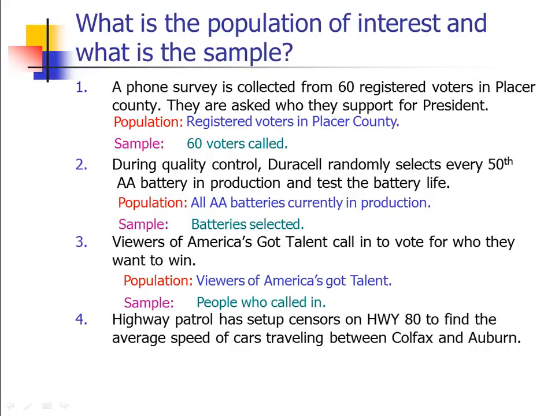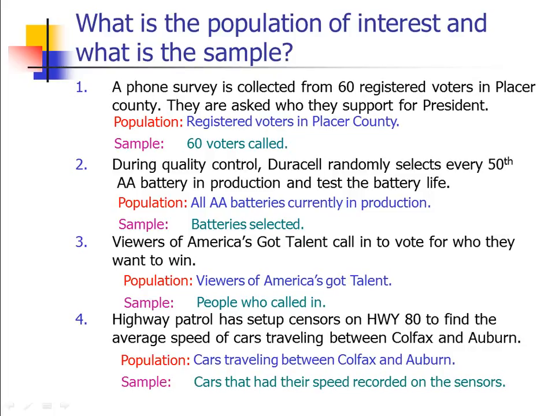Okay, Highway Patrol has set up sensors on Highway 80 to find the average speed of cars traveling between Colfax and Auburn. My population are the cars traveling between Colfax and Auburn. My parameter is the average speed of all those cars traveling between Colfax and Auburn. My sample are the actual cars that had their speeds recorded. And my statistic would be what was the average speed. So it gives you a little bit of an idea.